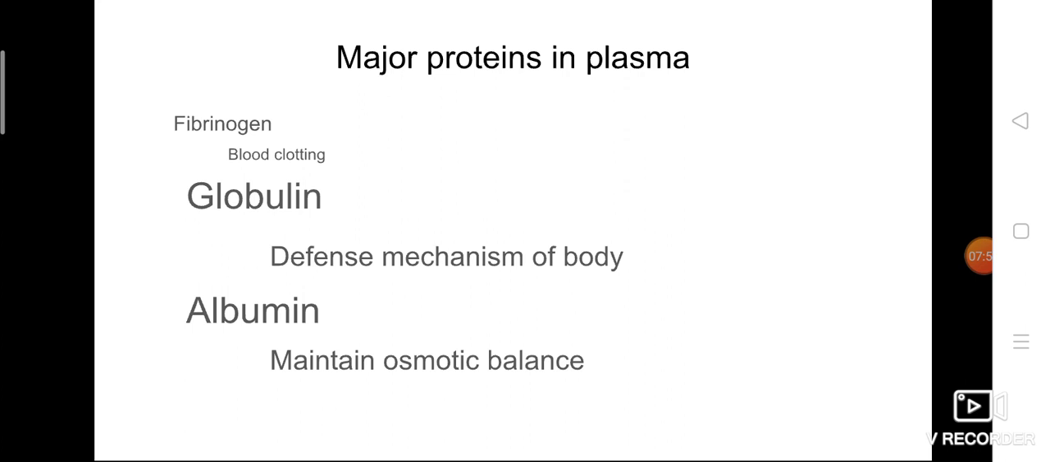I repeat, what are the proteins? Fibrinogen, globulin, albumin. What is the function of fibrinogen? It acts in blood clotting mechanism. Second one, globulin, it fights against diseases. That is our body defense mechanism. Third one is albumin. It maintains our osmotic balance. What do you mean by osmotic balance? Water balance. Okay.